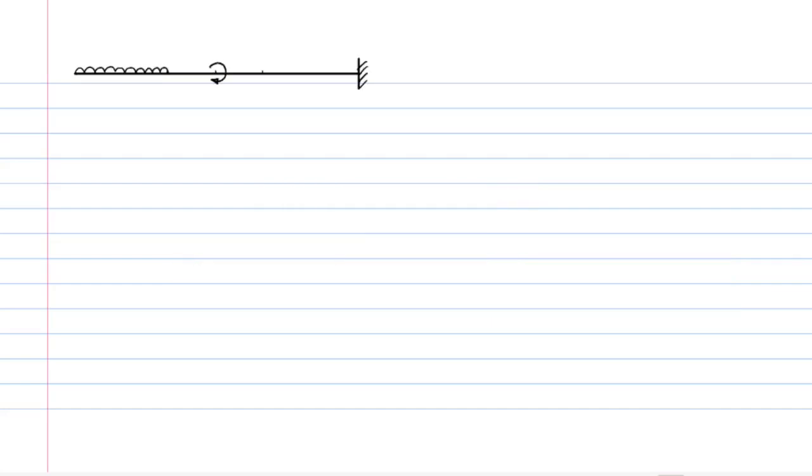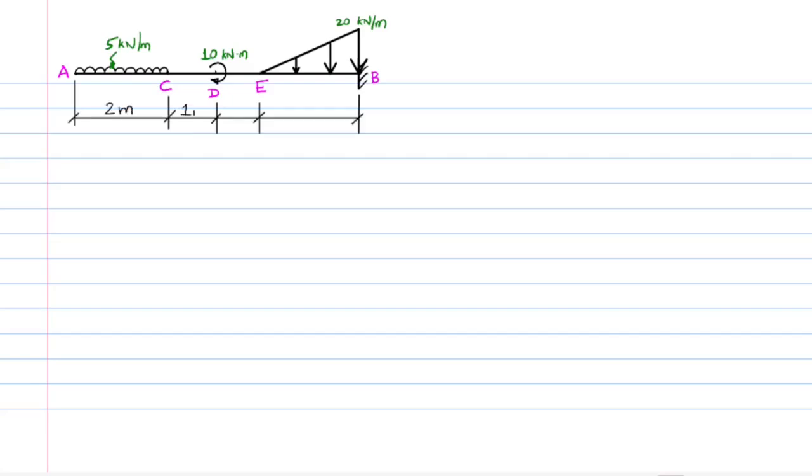Let us draw the given cantilever beam with the lengths of various parts and the load values. The area moment of inertia is equal to 1 times 10 to the power of 9 in millimeter to the power of 4 units. The Young's modulus of elasticity is equal to 2 times 10 to the power of 5 megapascals.